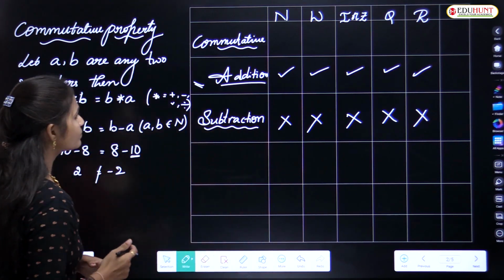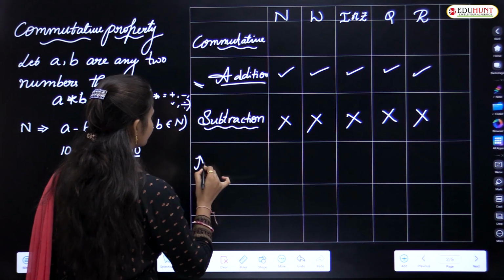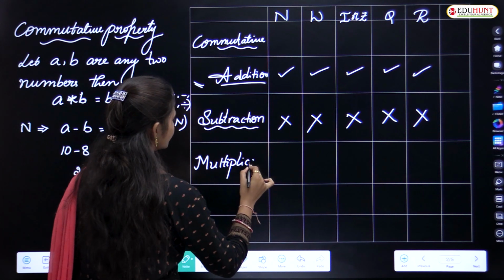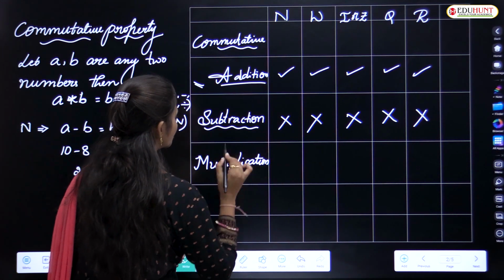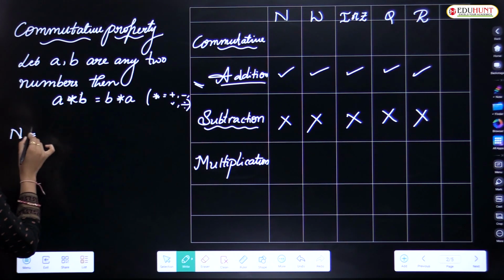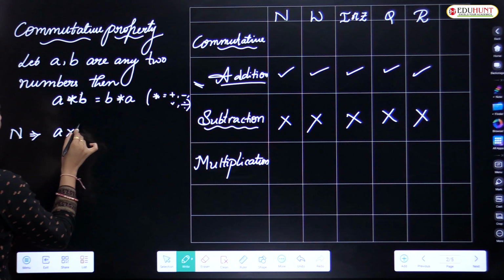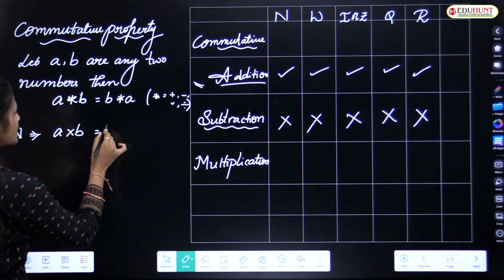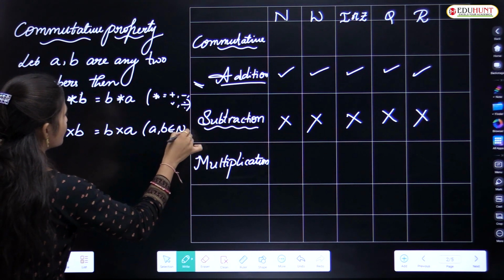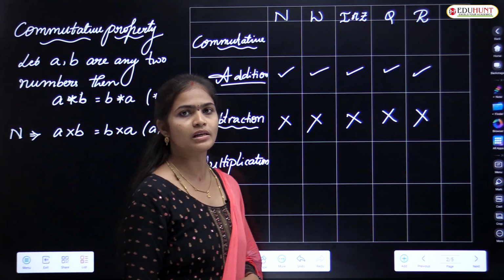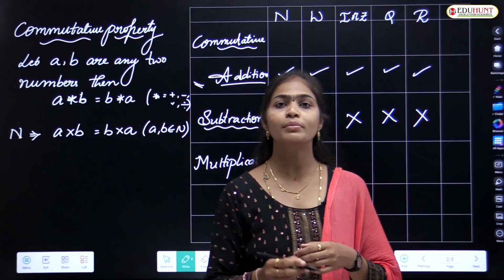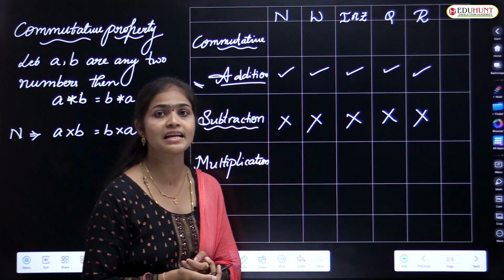So under multiplication in natural numbers, a into b is equal to b into a, where a, b belong to natural numbers. For the closure property, you have to observe each and every type of number; every time we have to take different examples and show it.